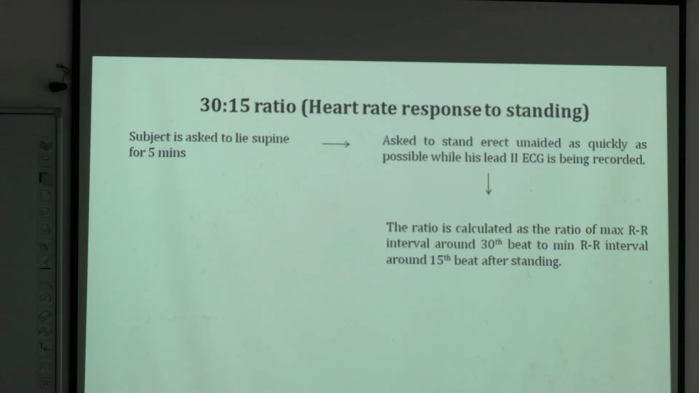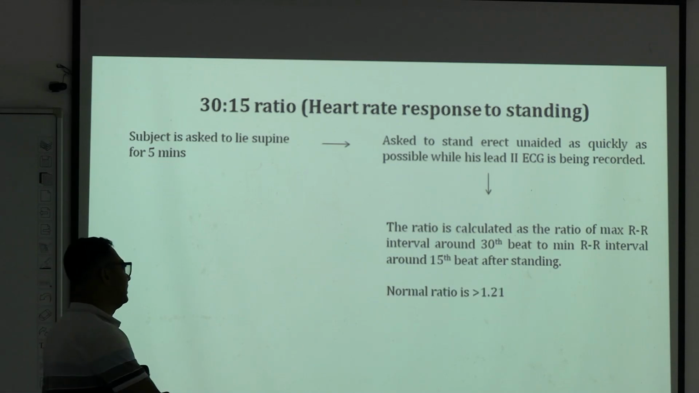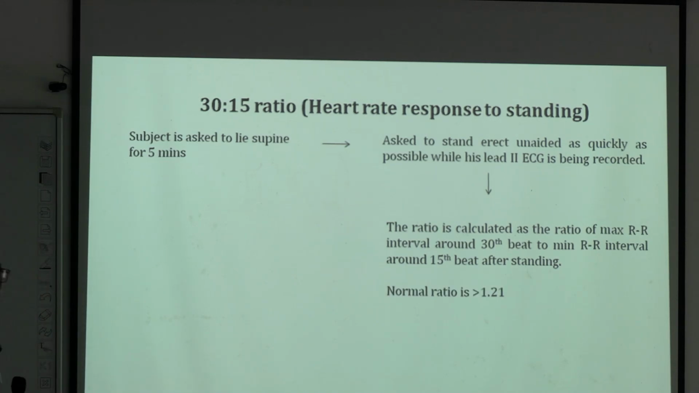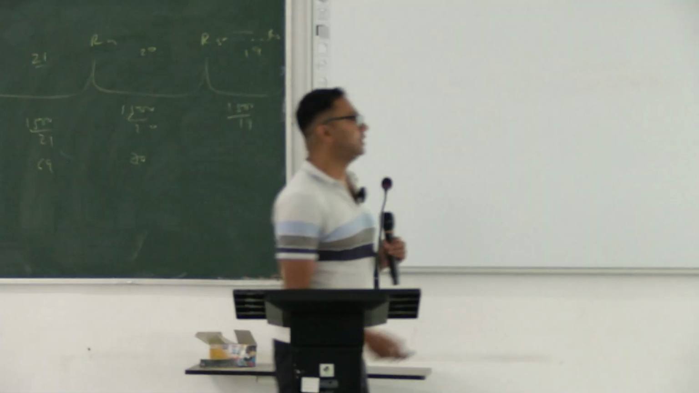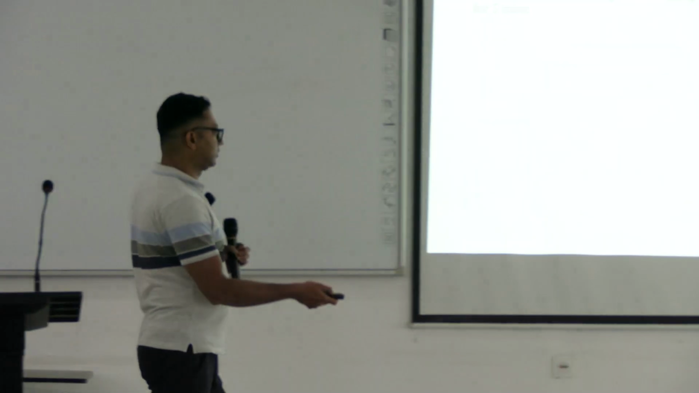Okay, that means R1, R2 like this up to R15 and R30, okay, on these two beats I will calculate the RR interval. So, the ratio is maximum RR interval which is occurring around the 30th beat and minimum RR interval which is occurring at the 15th beat. This ratio is calculated and the normal ratio is more than 1.21. Okay, normal ratio is more than 1.21.